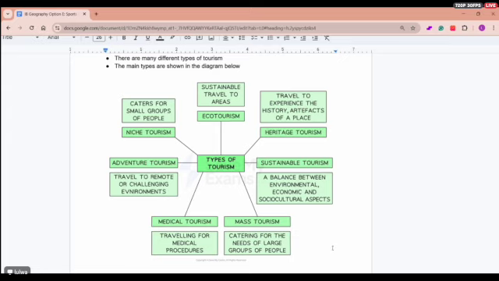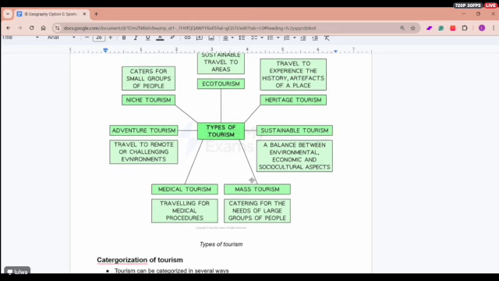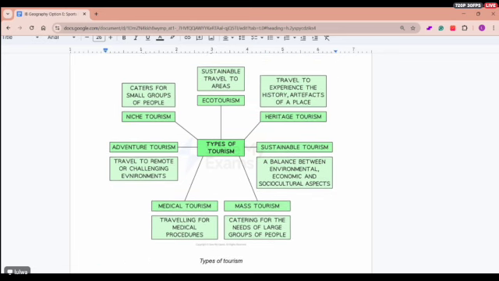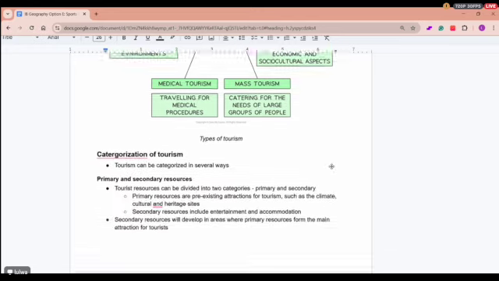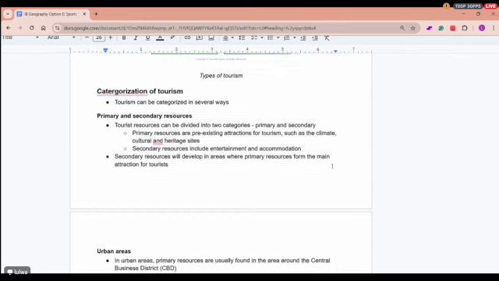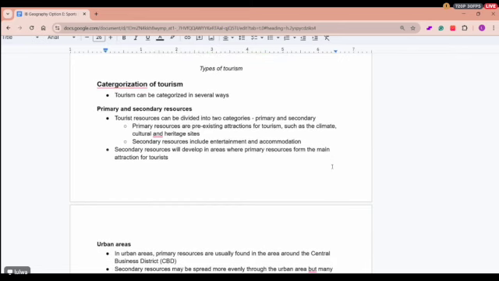And then for ecotourism, for example, you go for a safari. So that's more of an ecotourism. So you travel to sustainably managed areas. And then, for example, adventure tourism is going, for example, bungee jumping or cave diving. That's adventure tourism. And so they can be categorized in many ways, and they also have resources.